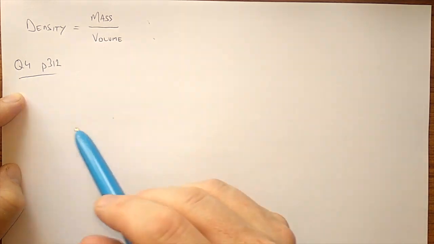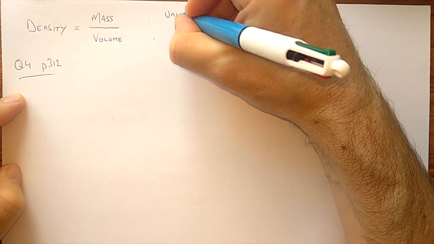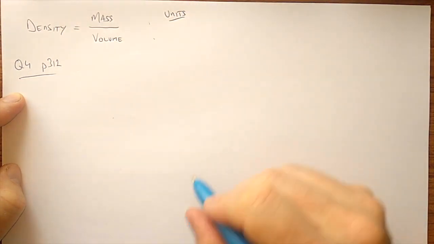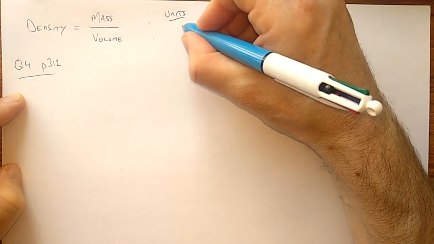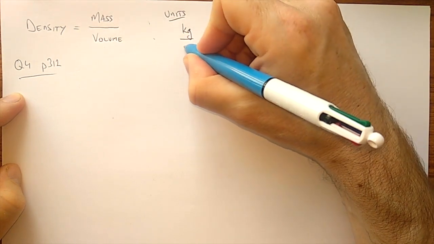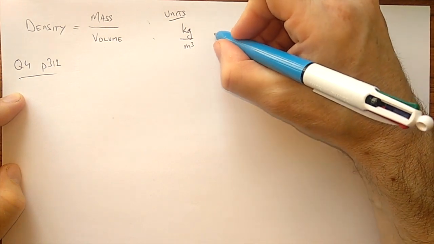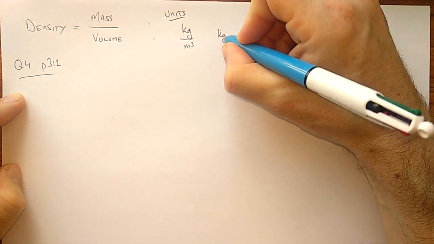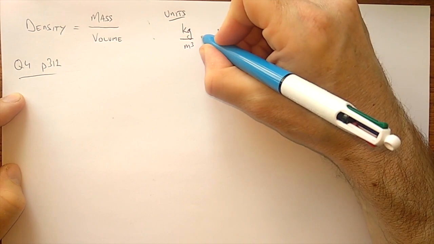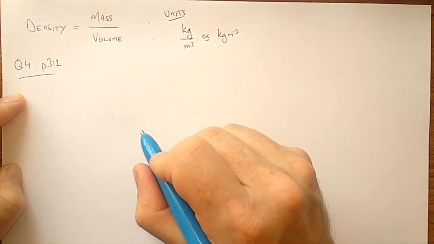Before we dive into this one, we're just going to take a little moment and think about units, because units is often where this can get kind of messy. The SI units of density are kilograms per meter cubed. We can write them like that, or you can write them kilograms m to the minus 3. Don't worry too much about that one for the moment.